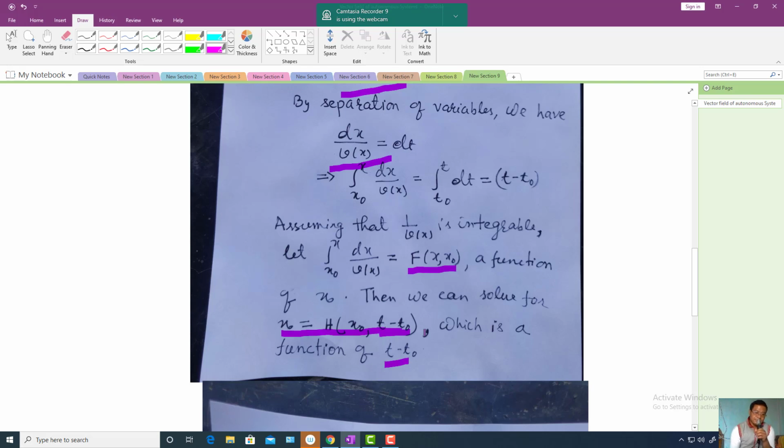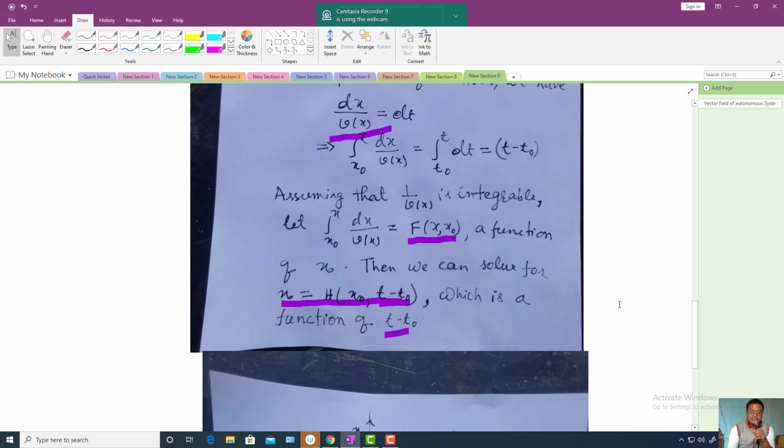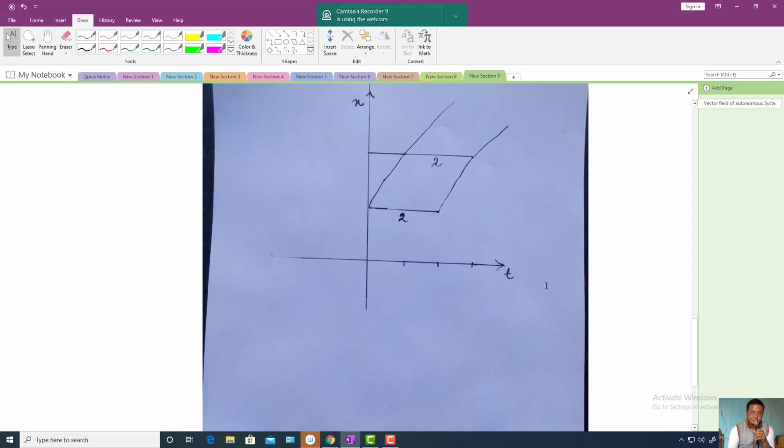So what is the idea you have to remember for an autonomous system? For an autonomous system, the solution curve depends on the difference of time t and the initial time t naught. It is a function of t minus t naught. All right, so let us see.